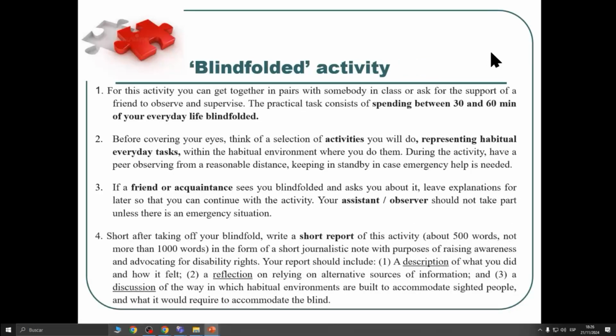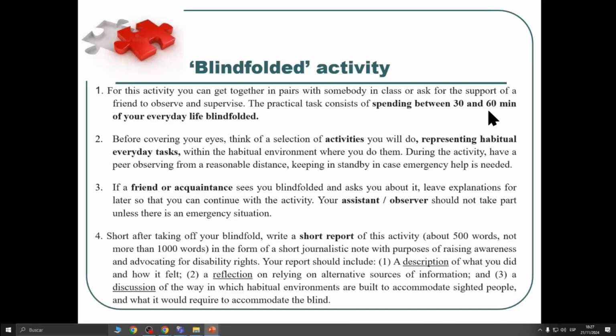Another classical one is to put on a blindfold and do things at home, or go around everyday life, or participate in social situations blindfolded. Some of us have done it. So you do tasks of your everyday life with a blindfold on.